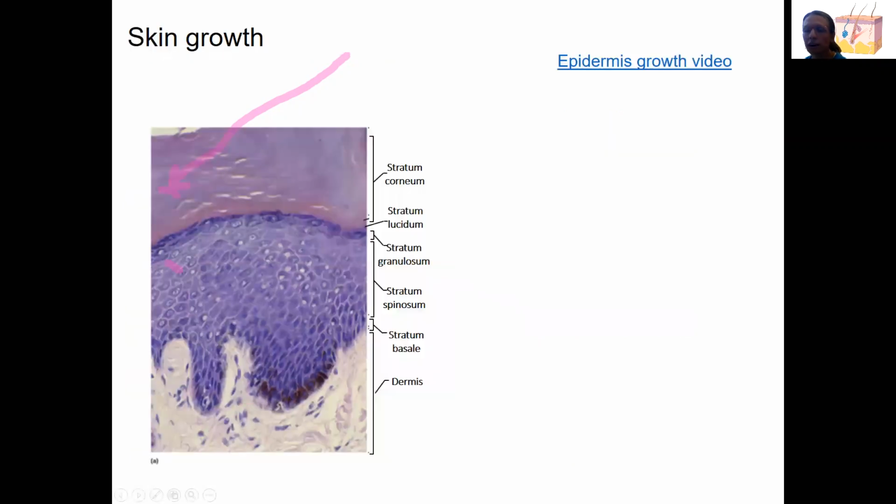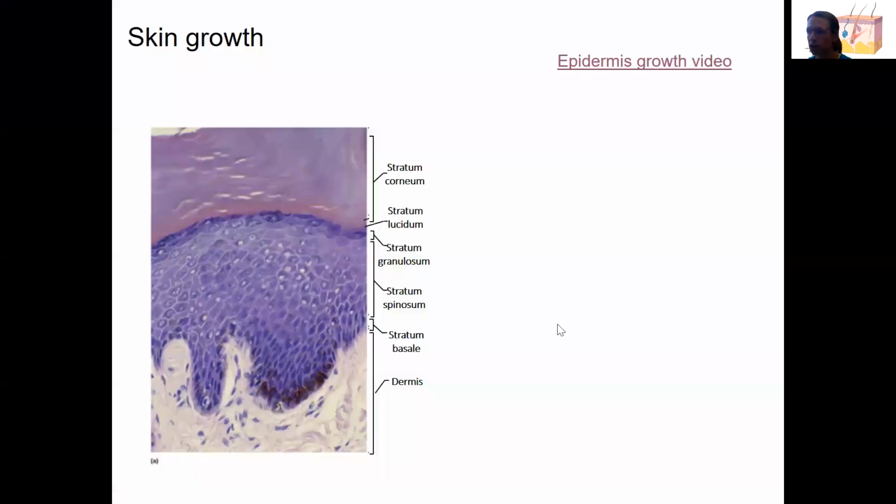So I mentioned this already, but let's talk a little bit about skin growth. Since I already kind of walked through this, I want to go ahead and show this video that I have right here. It's a really nice diagram of this, a visual of the process.